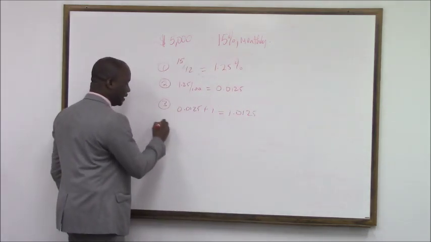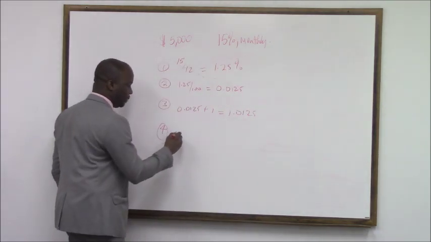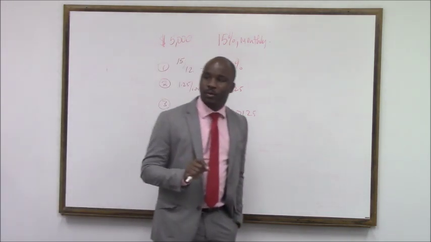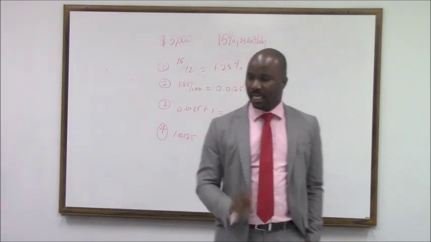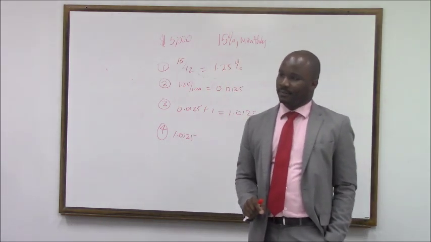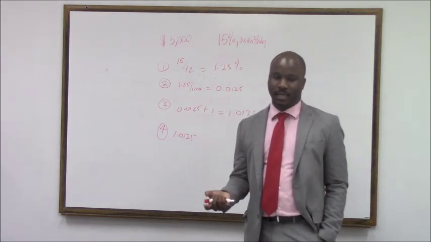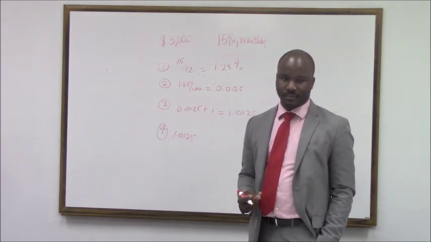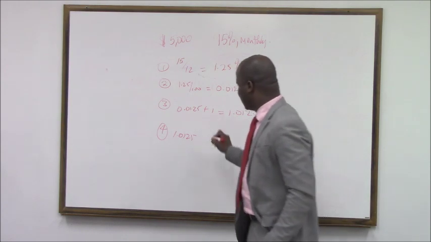So number 4 is you take your 1.0125 and you put that to the power of how many times you pay interest for the year. Okay. Which is what? It's monthly, so it's 12 months. 12.